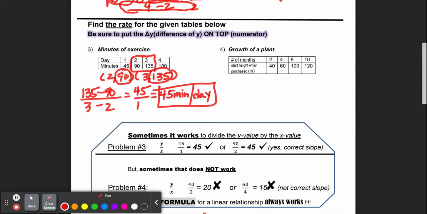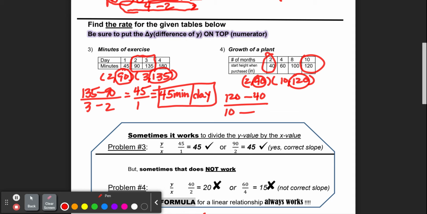Okay, number 4, this is the growth of the plant. So let's pick the first order pair and the last order pair. So I'm going to go ahead and write those down just like I did before. So 240 and 10, 120. Dash, line, dash. Circle the second numbers. And again, I'm going to go right to left just to eliminate the negatives. So 120 minus 40 and 10 minus 2.